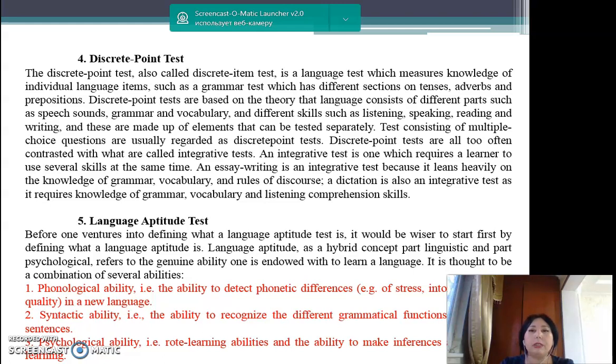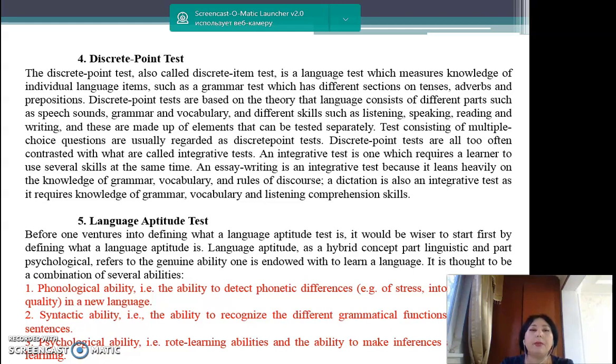An integrative test is one which requires a learner to use several skills at the same time. Essay writing is an integrative test because it leans heavily on the knowledge of grammar, vocabulary, and rules of discourse. A dictation is also an integrative test as it requires knowledge of grammar, vocabulary, and listening and comprehension skills.